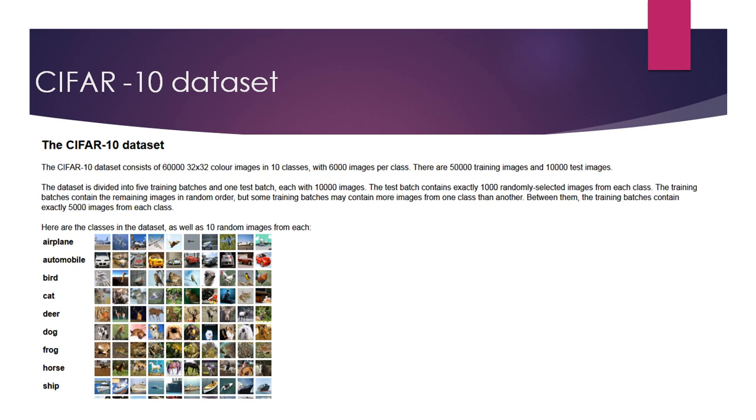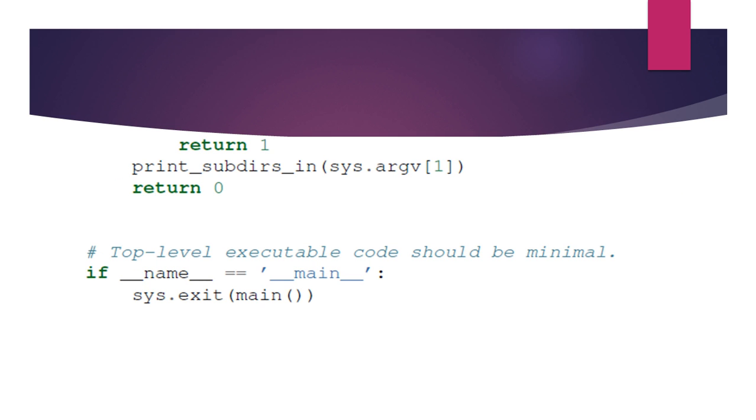So 50,000 are used for training. For this, 5 batches are defined: one is the test batch with 10,000 images, and the rest are the training data. The test batch contains exactly 1,000 randomly selected images from each class. So that's the CIFAR-10 dataset, with 10 classes, and the training batches may contain some images like that.